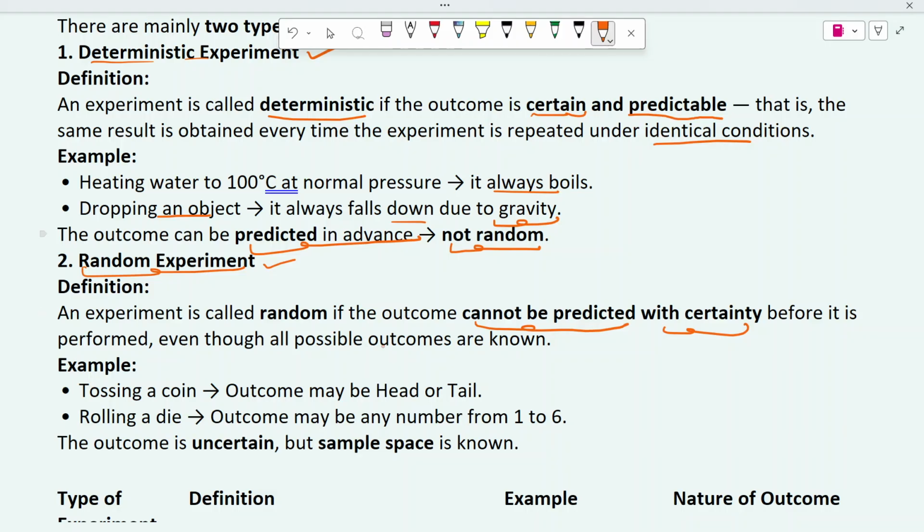Whereas in a deterministic experiment, even if you don't heat the water, you can say that if you heat the water it will always evaporate. And if you drop an object, before dropping it you are sure it will always fall. That is why they are called deterministic experiments. Whereas in a random experiment, without tossing a coin, we cannot tell whether we will get head or not. So that is why they are called random experiments.